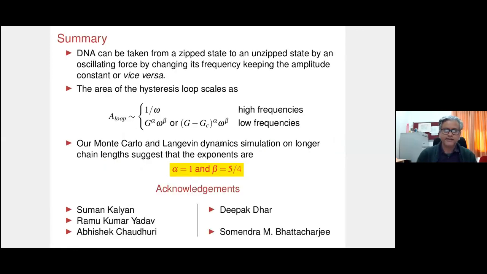So the take home message from my talk is that DNA can be taken from a zipped state to an unzipped state by an oscillating force, by changing its frequency while keeping the amplitude constant, or vice versa. The area of the hysteresis loop scales as A loop goes as 1 by omega at high frequencies, and g to the power alpha, omega to the power beta, or g minus gc to the power alpha, irrespective of the scaling form, but with the exponents alpha equal to 1 and beta equal to 5 by 4.